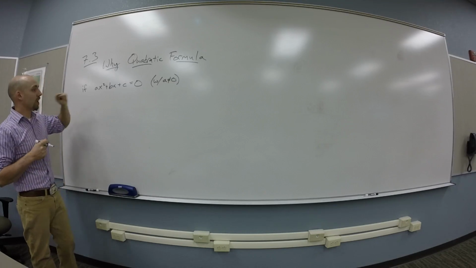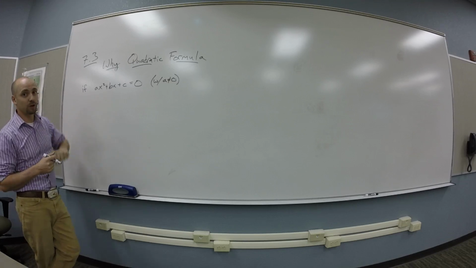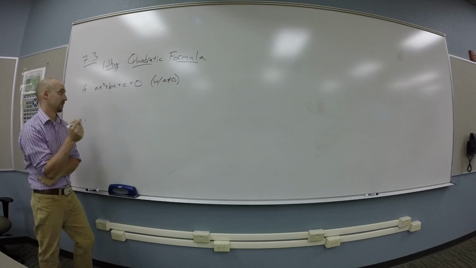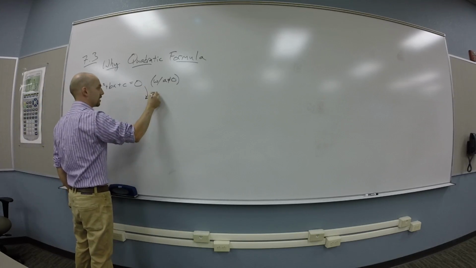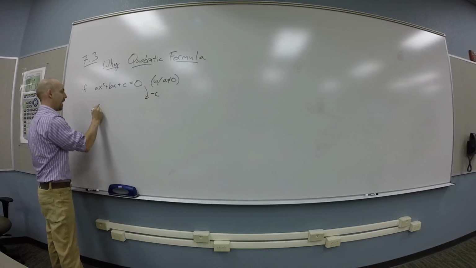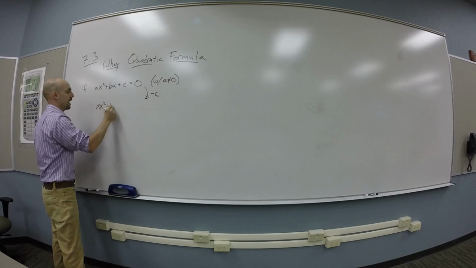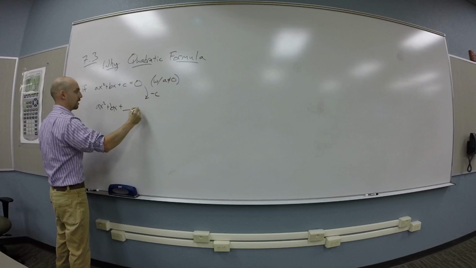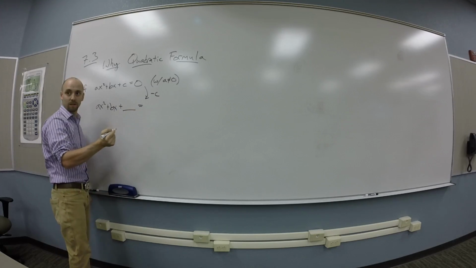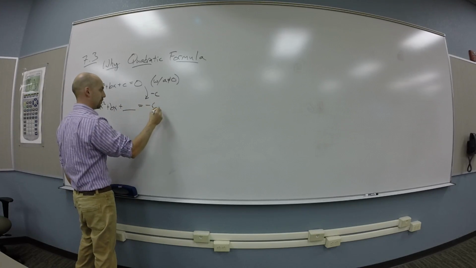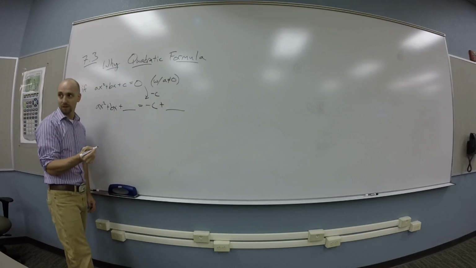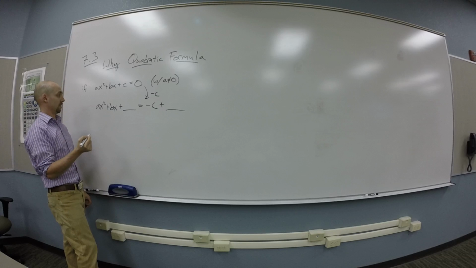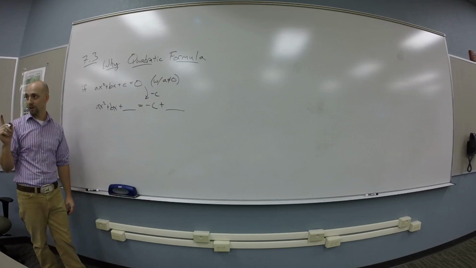So if I was to try to complete the square on this, what's the first step I would do? Subtract c. Okay, so let's subtract the c to the other side. So I get ax squared plus bx, and I leave space. I need a blank, right? Equals negative c plus a blank. And then divide bx by 2. Wait, you're jumping ahead of yourself.